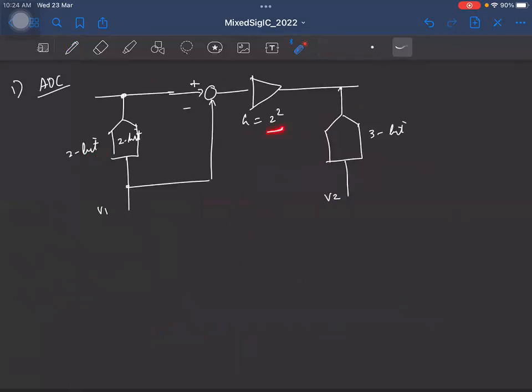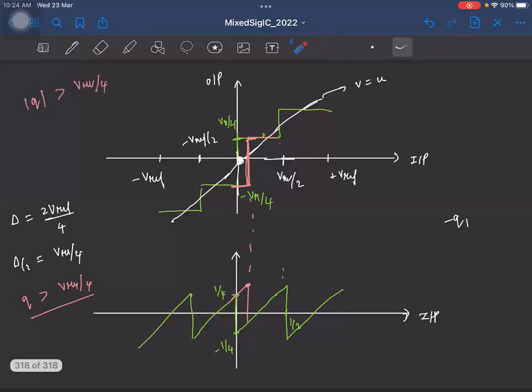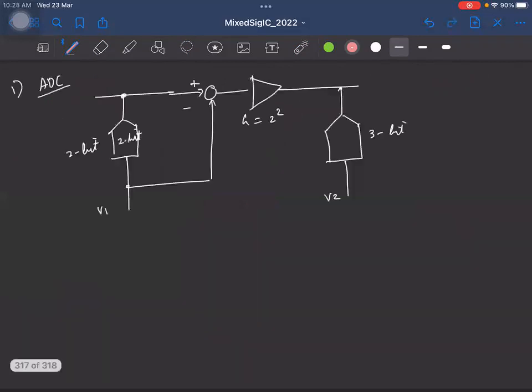And for this 2-bit ADC, we saw the gain to be 2 power 2, that's what we wanted to use. So now if I use a gain of 2 power 2, that is 4, what will happen to G times Q? That's going to exceed Vref, so this is going to overload the second ADC, and we don't want to do that.